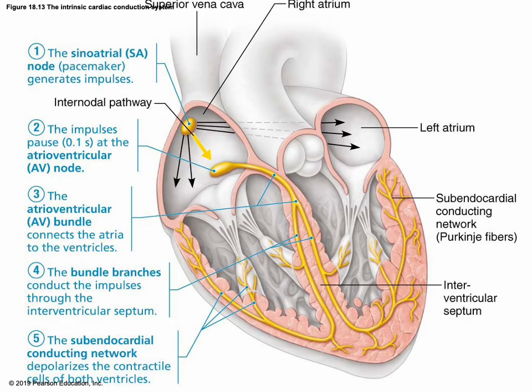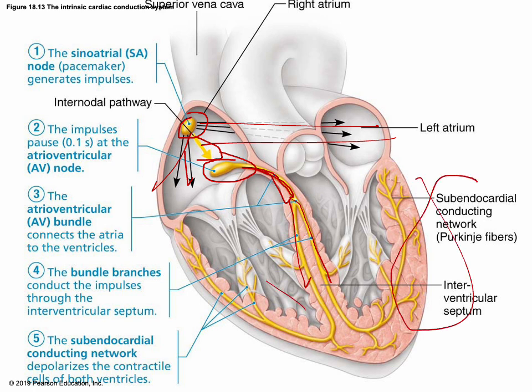Intrinsic conduction of the heart. We have a SA node that is going to spread to the atria. Then it's going to go through the internodal pathway to the atrioventricular node. From there to the bundle of His or interventricular bundle. Then to the branches, left and right, and then to the Purkinje fibers. All right? And that is it.